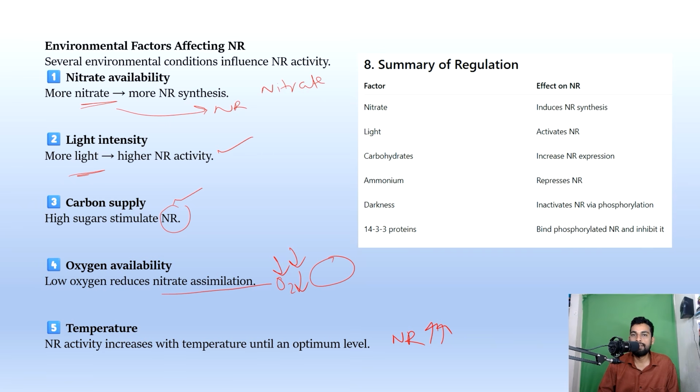We can see the summary as well. If there is excessive nitrate, then production will be high. If there is excessive light, NR activity will be high. If there are more carbohydrates, then NR expression is high. If there is more ammonium, then low NR. If there is darkness, then low NR. If phosphate binds to a serine residue, that means 14-3-3 proteins bind. Okay. If phosphate binds here, then the production will be less.